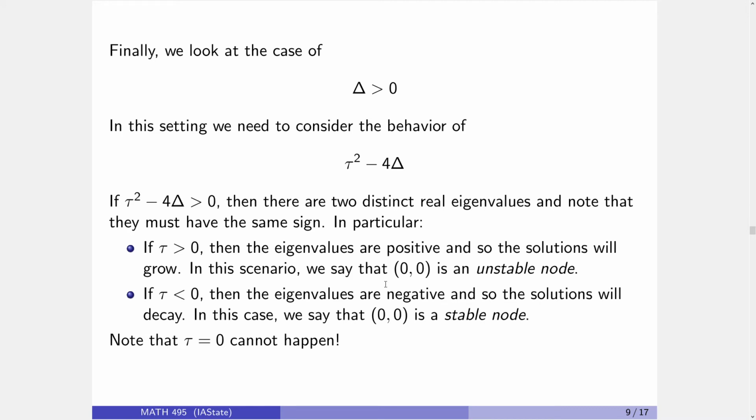And so then, right, we're going to head towards the origin, so we call this a stable node. It's worth stressing that tau equals zero cannot happen, because that would mean this was not negative. So in this situation, it's got to be that we are either having solutions that are blowing away from the origin, so having an unstable node, or solutions that are heading towards them, a stable node.